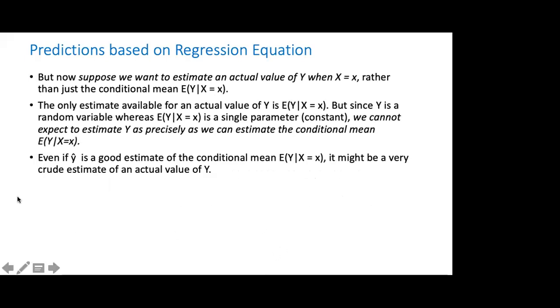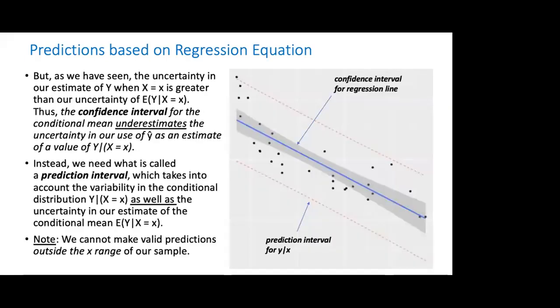All right. And that is, of course, something that we have to keep in mind. And we know that the uncertainty in our estimate of our outcome variable is greater than our uncertainty of the mean of these conditional distributions. And therefore the confidence interval for a conditional mean underestimates the uncertainty in our use of y hat as an estimate of the actual album sales, right?